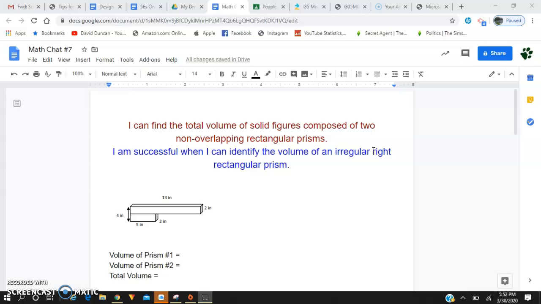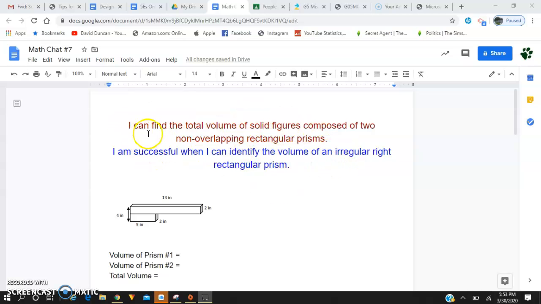This is math chat number 7, and we have been diving into module 5 during these math chats, analyzing and looking into volume a little better, understanding what volume means, comparing it to area, and making a connection to something you learned in 4th grade. I'm going to get started and we are going to read our I can and success criteria statements.